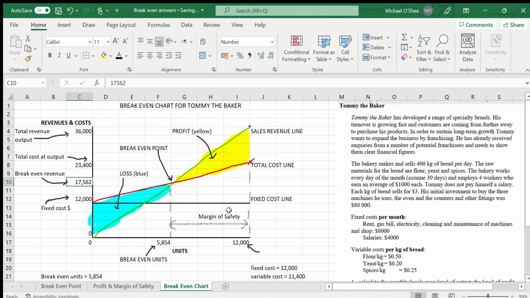I hope that clears it up for you. I know there's a lot going on, but follow through with it bit by bit. Pause, rewind, rewatch something if you don't get it, and that is a break-even chart.